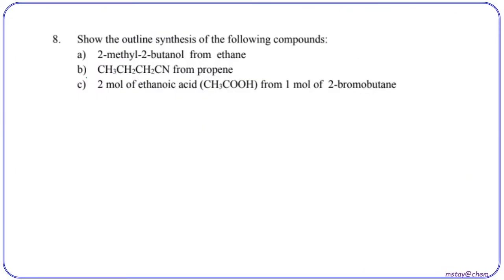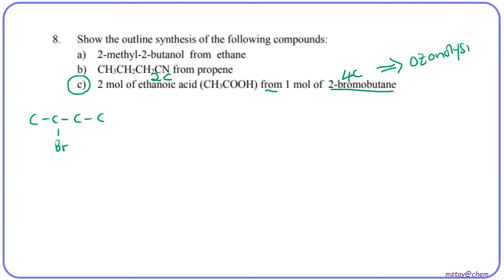Okay, now we proceed to 8C, 2 moles of ethanoic acid from 1 mole of 2-bromobutane. 2-bromobutane has 4 carbon, and then becomes ethanoic acid, which is 2 carbon. So when the number of carbon is decreasing, basically we will relate to the ozonolysis. When we relate with the ozonolysis, we need to relate with the alkene. So now we have CH3CHBrCH2CH3.